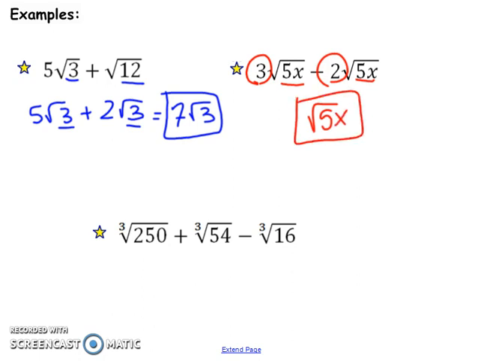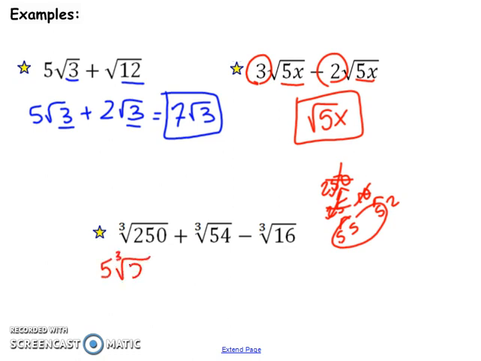Okay, now on this one we have the same indexes. They're all 3s, but they're different radicands. So we want to see if we can break them down. So 250, if we break 250 down, we have 25 and 10, 5 and 5, 5 and 2. Because it's a cube root, we're looking for groups of 3 of the same number. So we have 3 5s. So this is going to be 5 cubed root of 2.